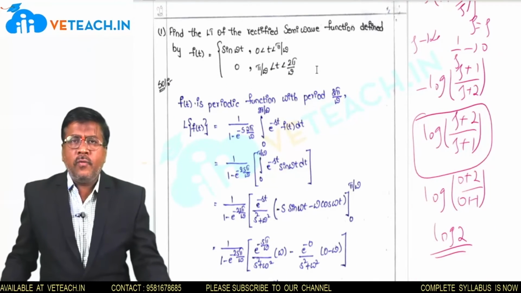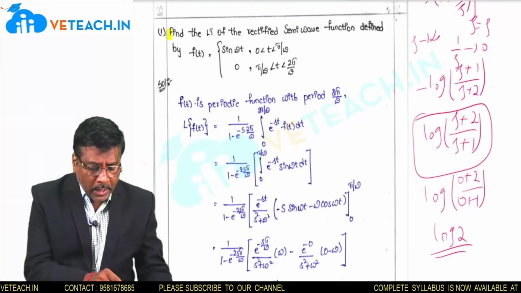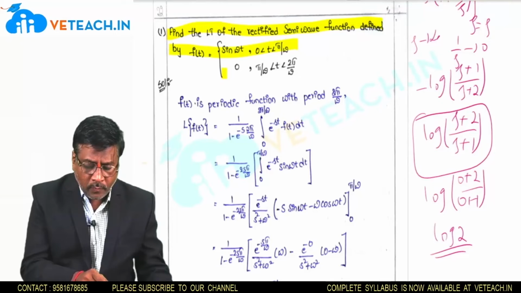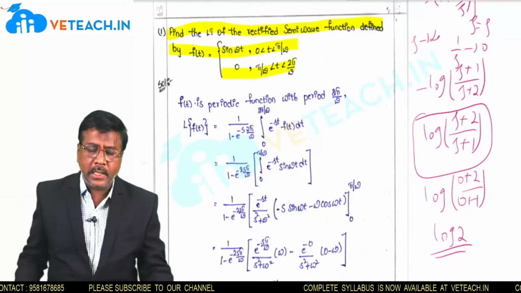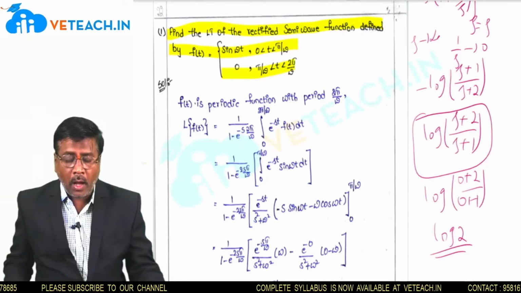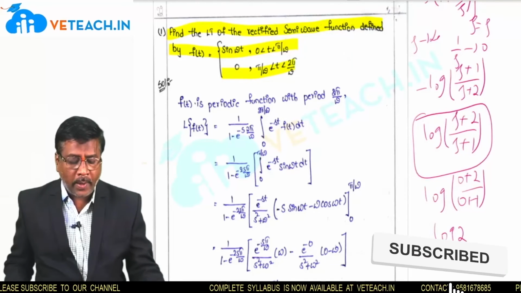For the essay type of question, the problems are asked like this: find the Laplace transform of the rectified semi-wave function defined by f of t equal to sine omega t if 0 less than t less than pi by omega, and 0 if pi by omega is less than t less than 2 pi by omega.